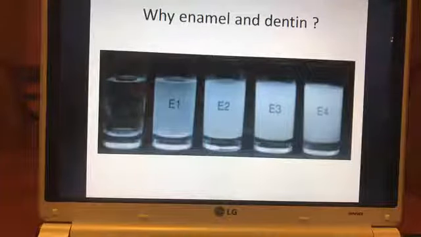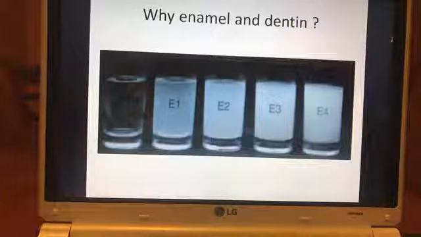So you have to understand what is enamel and what is dentine. Now you have the composite in your clinic, but you have to understand what you get when you put more, and what you also get when you put less.